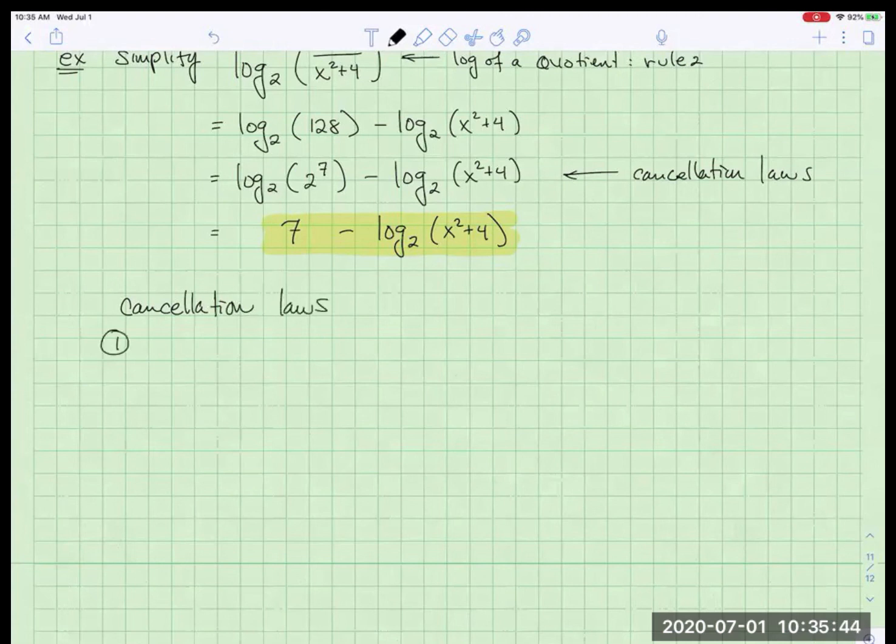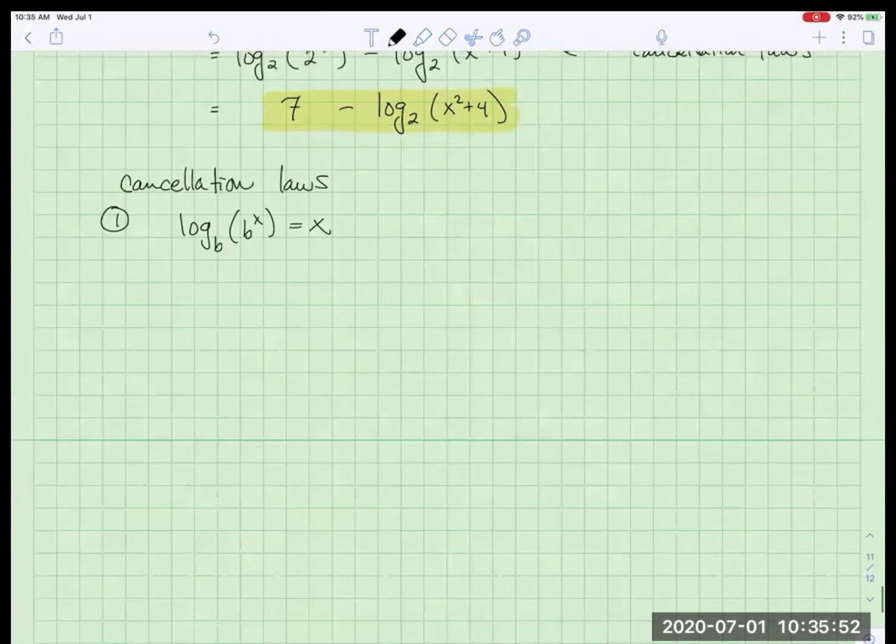Cancellation law number 1 is log base b of b to the x power is equal to x. This is actually inverse properties. Number 2, b raised to the power of log base b of x is also equal to x.